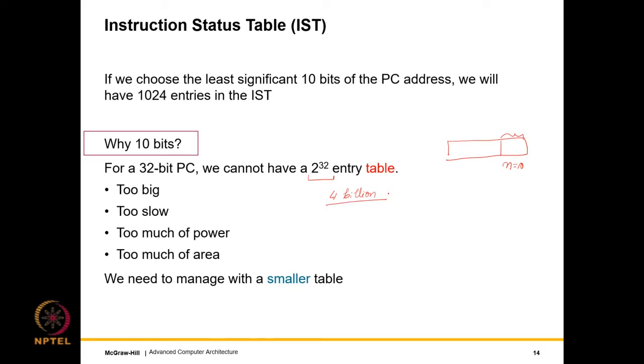And 4 billion is too large a number, and we simply don't have the space within the chip to store that many entries. So it is too big, too slow, too much power, too much area. From all of these resource considerations, we need to manage with a significantly smaller table. Hence, we choose a table with 1024 entries as the IST, which is something that we can afford.